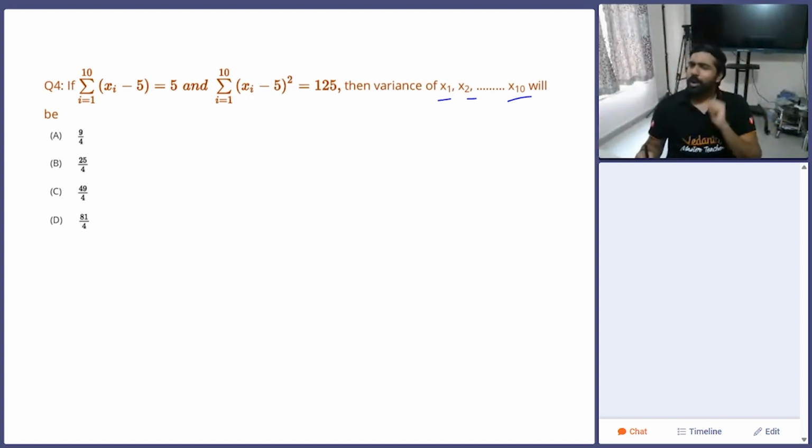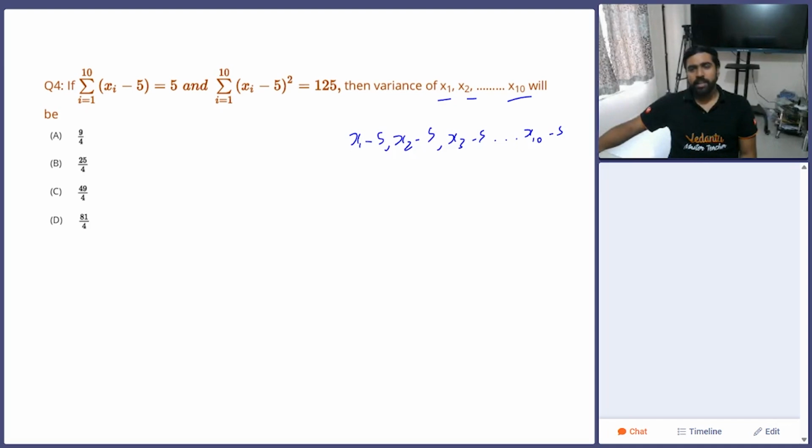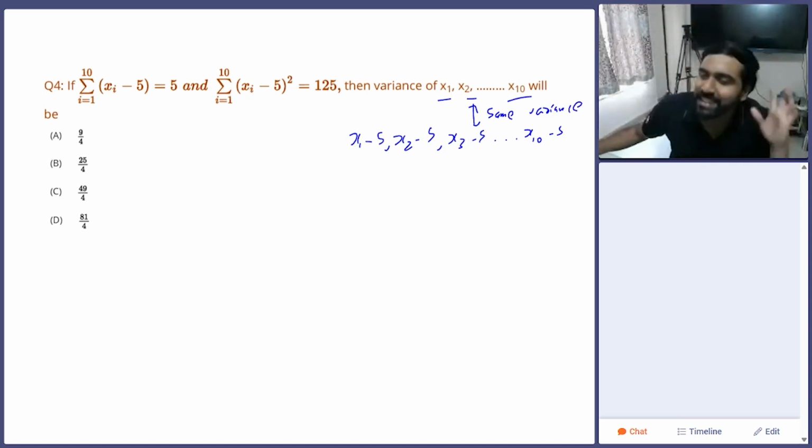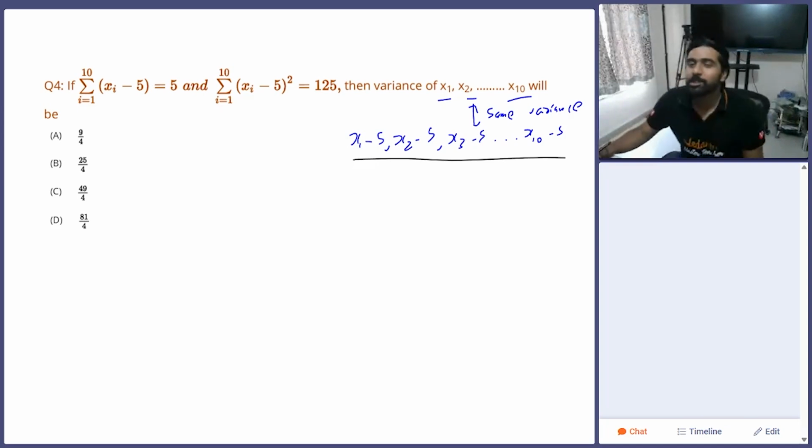But if you avoid that and say that x1, x2 till xn has some variance, can I say x1 minus 5, x2 minus 5, x3 minus 5 till xn minus 5, these two sets will have the same variance? Why? Because change of origin does not impact standard deviation and variance. So instead of finding x1, x2 variance, I will find x1 minus 5, x2 minus 5, xn minus 5 variance. And what is that going to be?